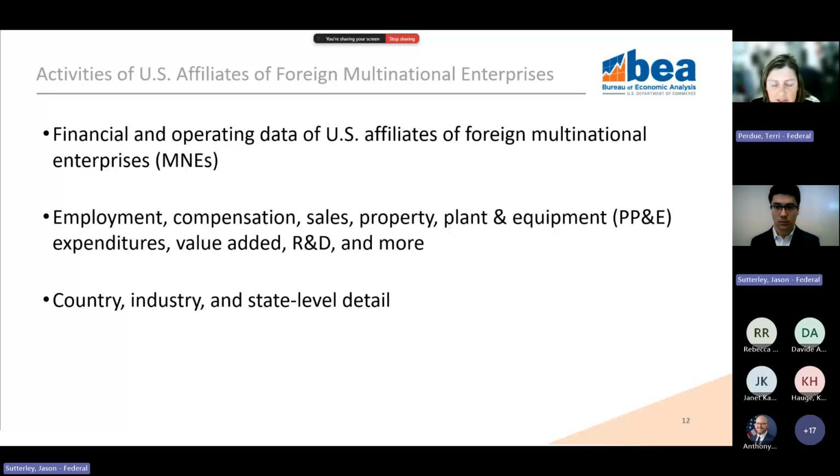Data is primarily presented by industry of the affiliate, which reflects the industry that accounts for the most sales of the consolidated U.S. domestic enterprise, and by country of UBO. Some tabulations are also available by state, by country of foreign parent, and by industry of the UBO.